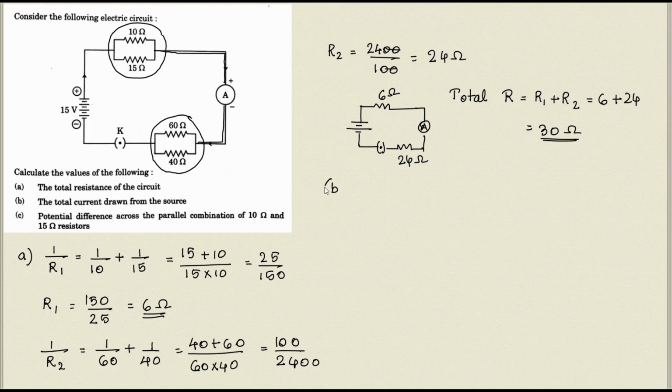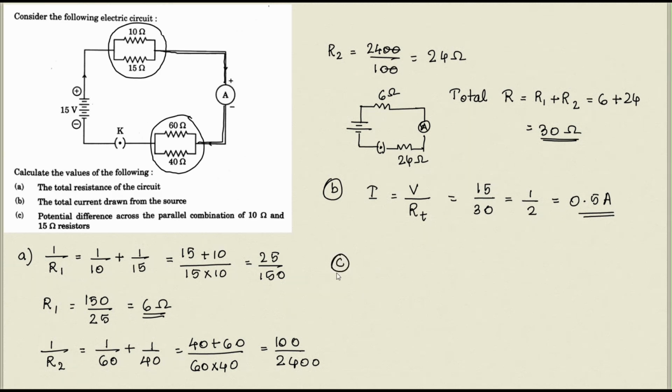Now, second part of the question is to find the total current drawn from the source. In order to find the total current drawn from the source, we have to take the total voltage by the total resistance. Now, the total voltage is given in the circuit, that is 15 volt, and total resistance we already found, it is 30 ohm. Yes. So that is equal to 1/2 ampere, or you can write 0.5 ampere. This is the total current drawn from the source.